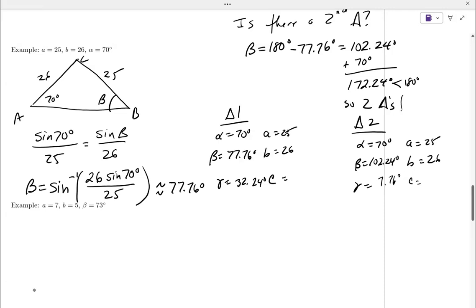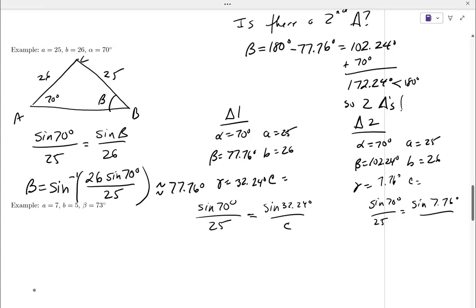All right, so using that principle, if I do sine of 70 over 25, and I want to figure out what C is, what ratio should I set that equal to? Good. And it's going to be the exact same in the other one, except instead of 32.24, we'll use 7.76. Literally the same equation, just swap out one number for the other.